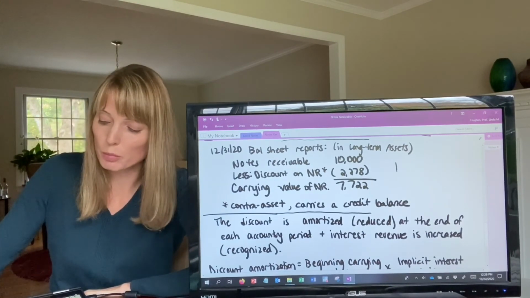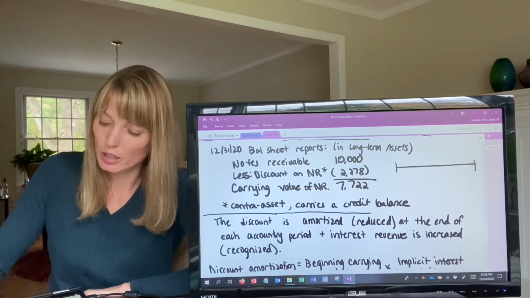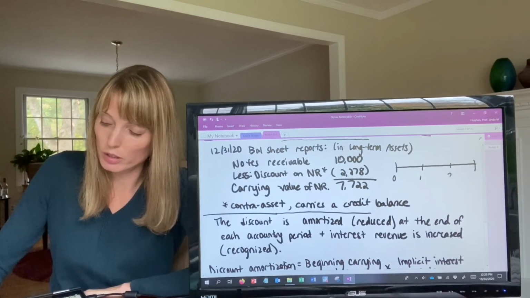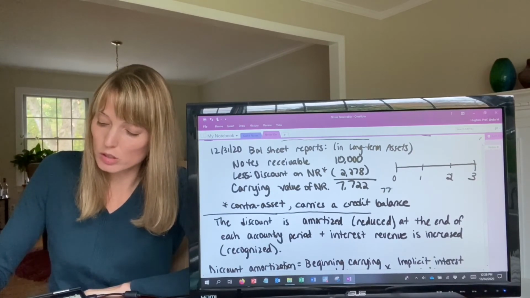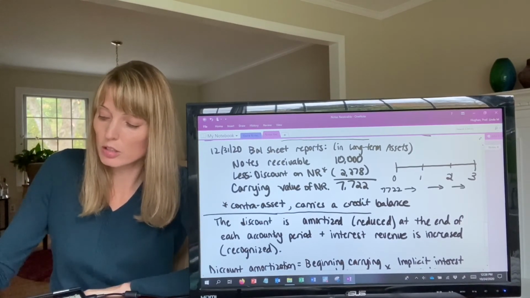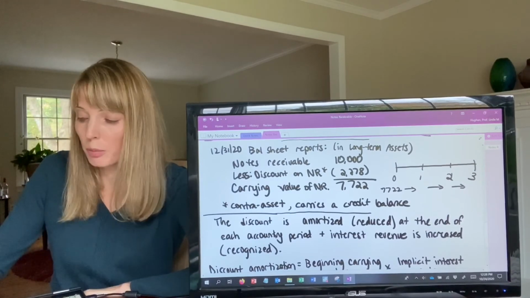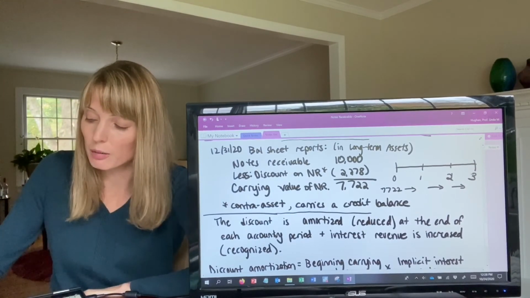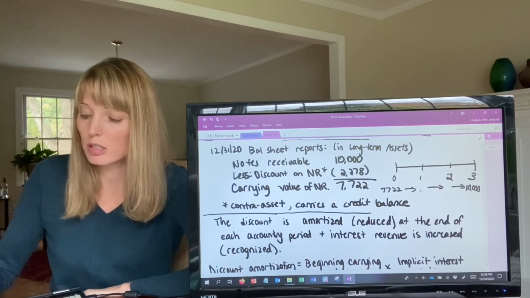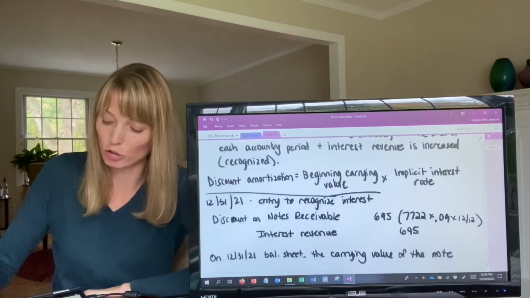What we're doing is building, if you could think of this as a timeline, and this is time 0, the date that the note was issued. This is the end of year 1, the end of year 2, and the end of year 3. When the note was issued, the present value of it was $77.22. We're going to increase that number until we get to the end of year 3, at which point, at time 3, the note is worth $10,000. So we're going to increase it by the amount of the discount amortization each period.